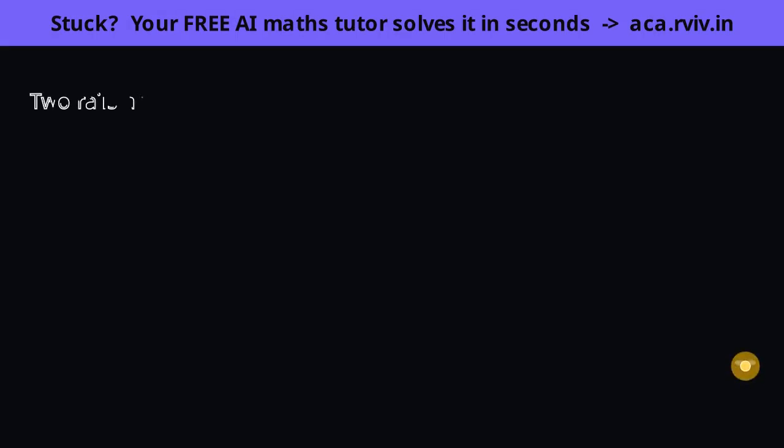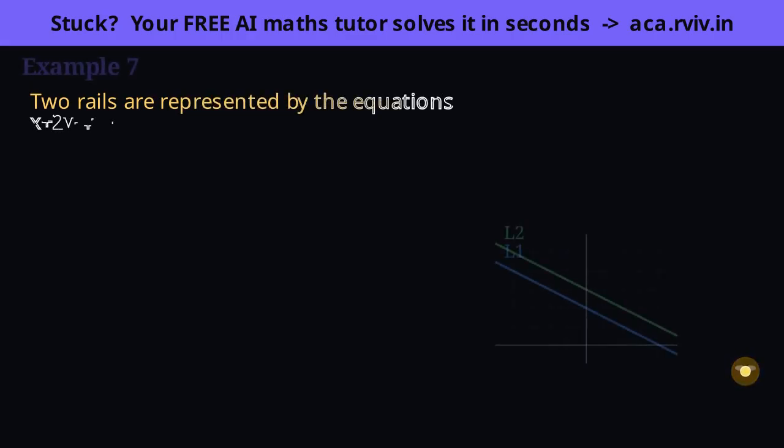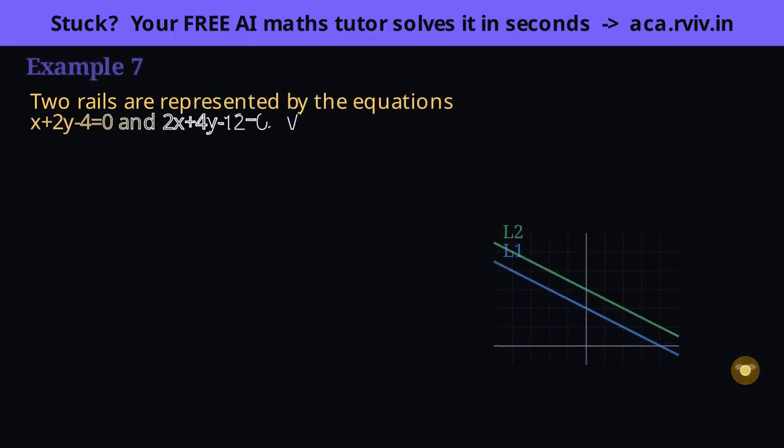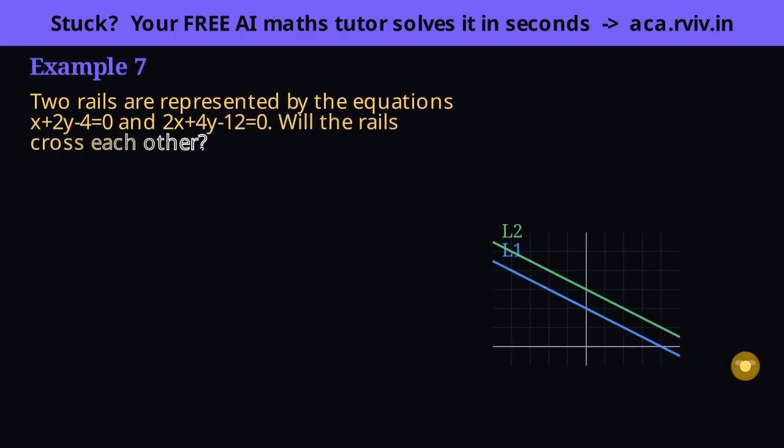Two rails are two lines, and will they cross is just the everyday way of asking, is there a point that lies on both? So this is a meeting point question in disguise. Let's test it with substitution. Let's be clear on what we're really asking. A crossing point would be an x and a y satisfying both equations at once, a common solution. So, will the rails cross is exactly, does this pair have a solution? Substitution will answer it, and it'll tell us by what it leaves behind.